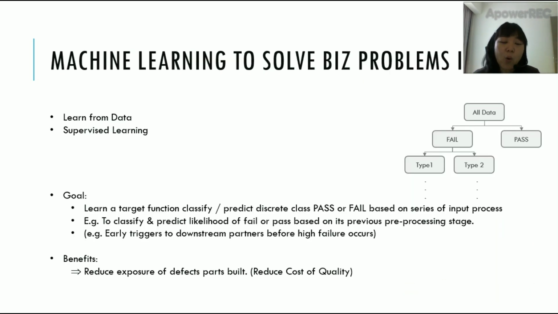The slides here show how we can apply machine learning to solve business problems. So the goal here is to learn from data and to learn how to classify and predict a pass or fail sample based on its previous series of input process data. The reason why we want to do it is because we want to see if there is an increase in the failure so that we can trigger the downstream partners before the actual failure happens. This can help us to reduce the exposure of the defect parts built, thus reducing the cost of quality.